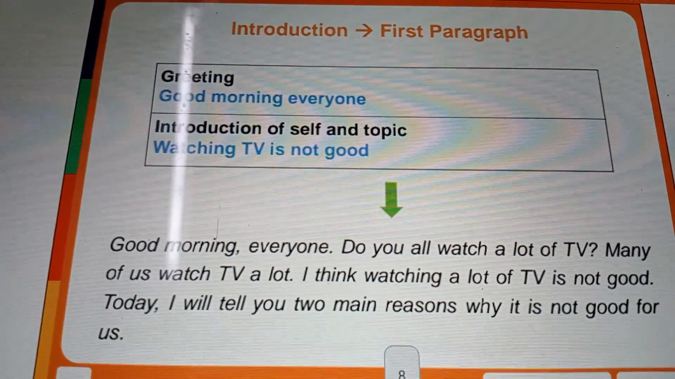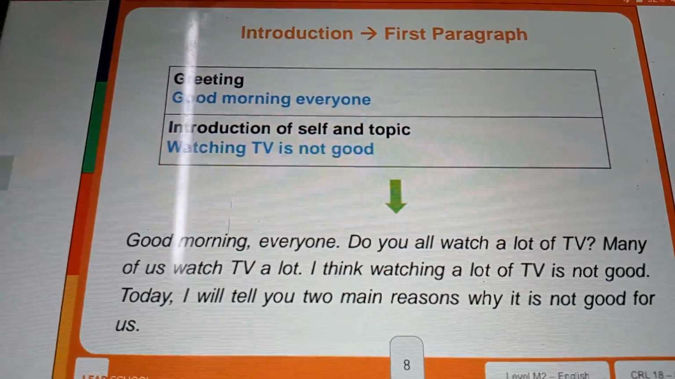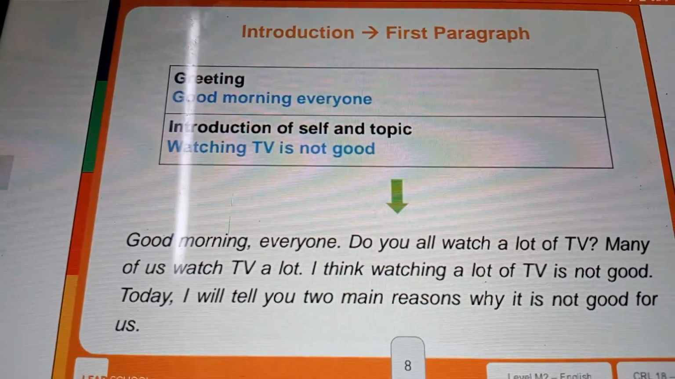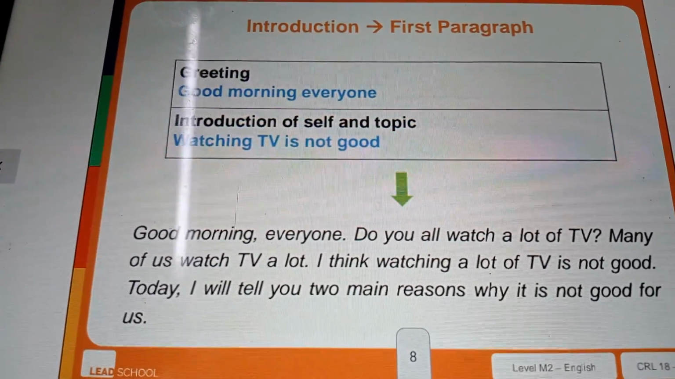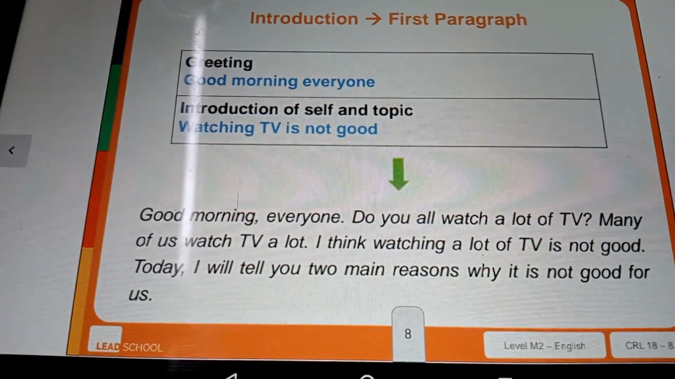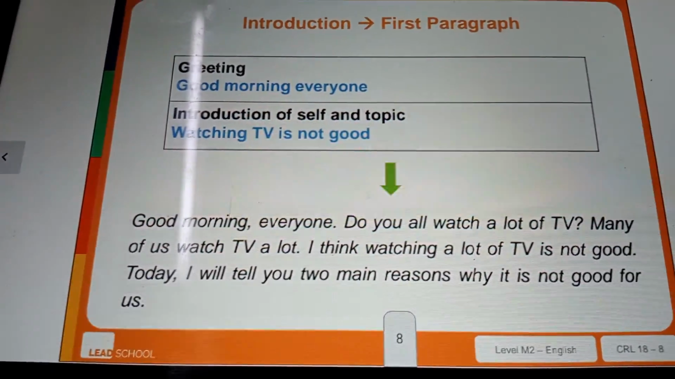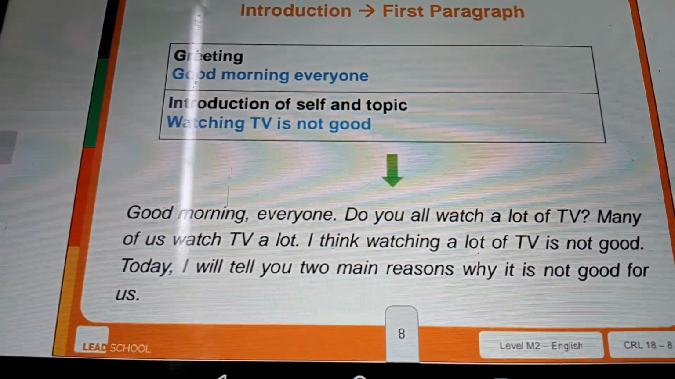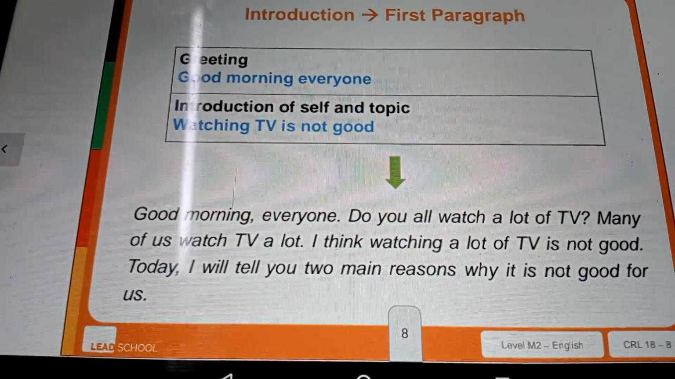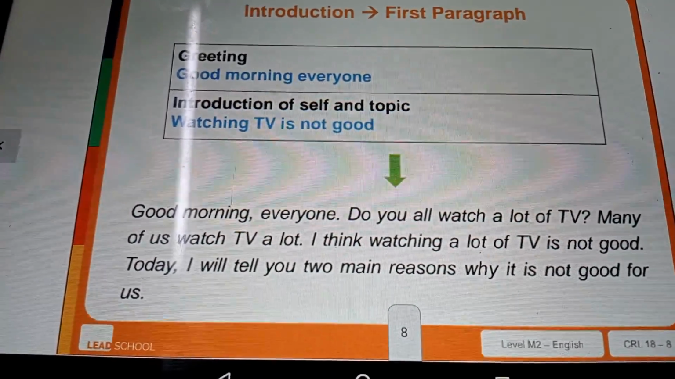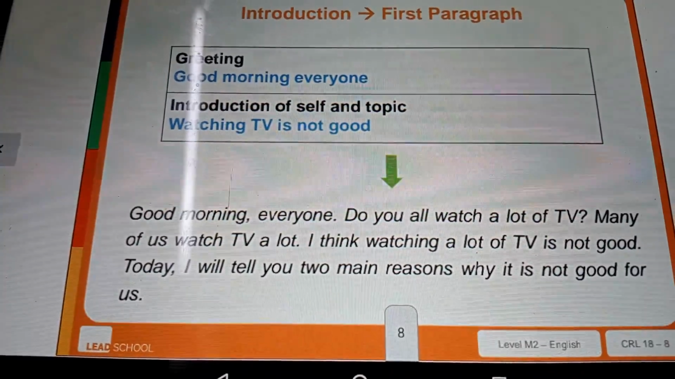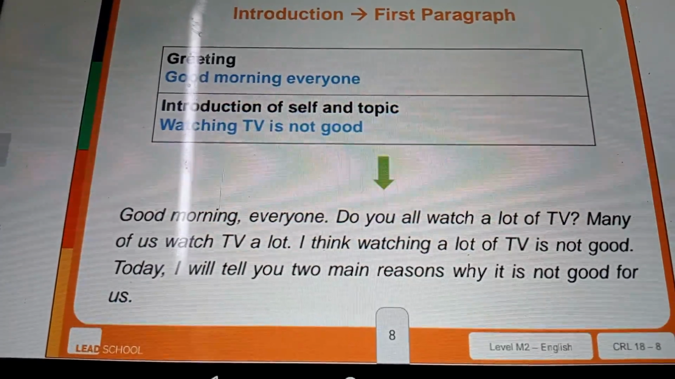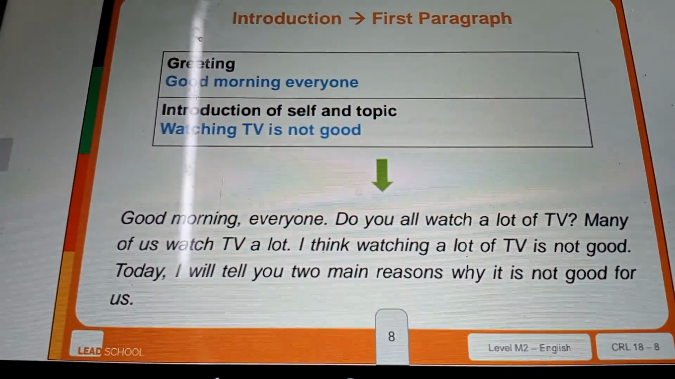Introduction, first paragraph. Greeting: Good morning everyone. Introduction to self and topic: Watching TV is not good. Good morning everyone. Do you all watch a lot of TV? Many of us watch TV a lot. I think watching a lot of TV is not good. Today I will tell you two main reasons why it is not good for us.